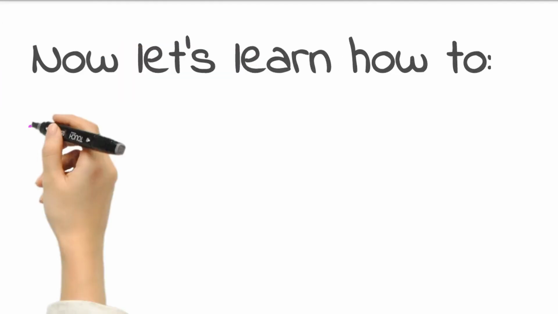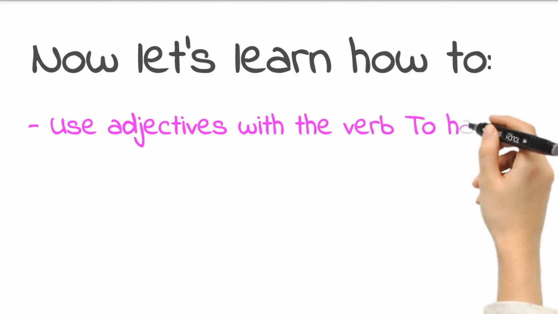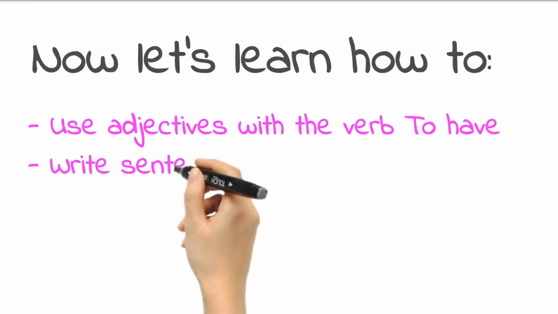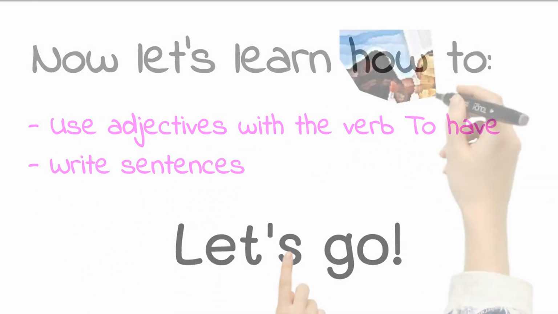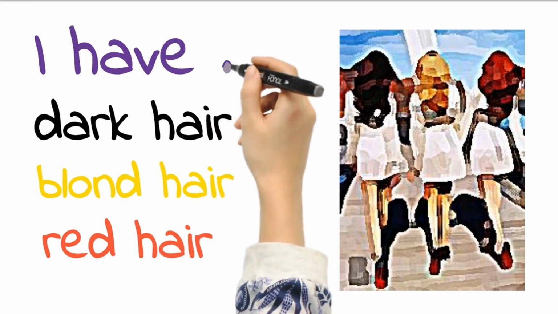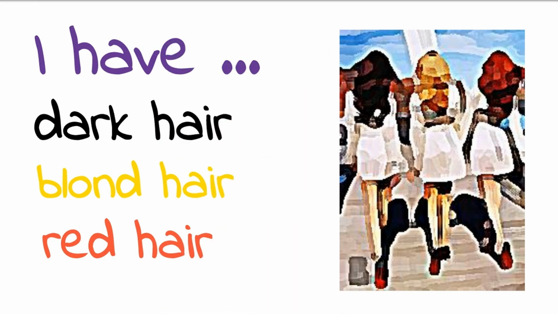Let's learn how to use adjectives with the verb to have and write sentences. Let's go. Repeat after me. Dark hair, dark hair. Red hair, red hair. Blonde hair, blonde hair. We say, I have dark hair. I have blonde hair. I have red hair.